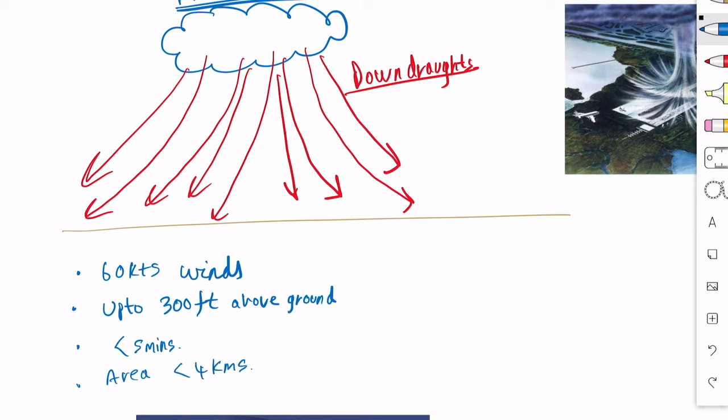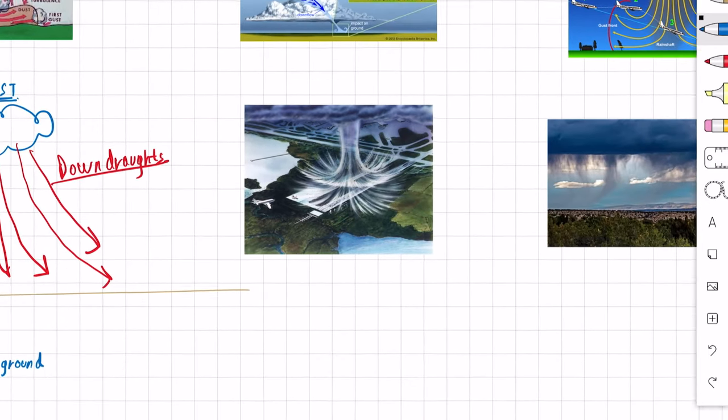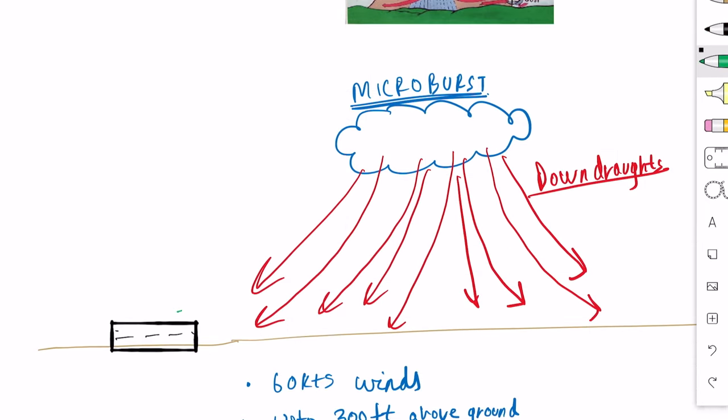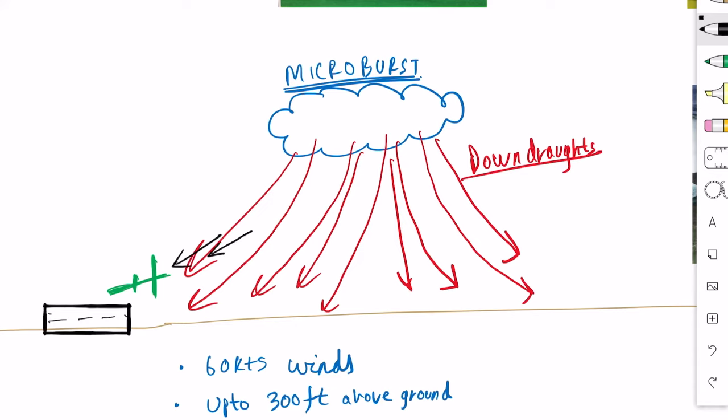Now I'll tell you what happens when you get a microburst. So in this diagram only, so for example, you took off and you experience a microburst. So you'll get a lot of headwind initially, because of which your lift will increase and the aircraft will start climbing very fast. Then at a point, the headwinds will no longer be there and your aircraft will be experiencing downdrafts. And these downdrafts will push you down like crazy. So your aircraft will start coming down very violently. And this is a very dangerous situation.